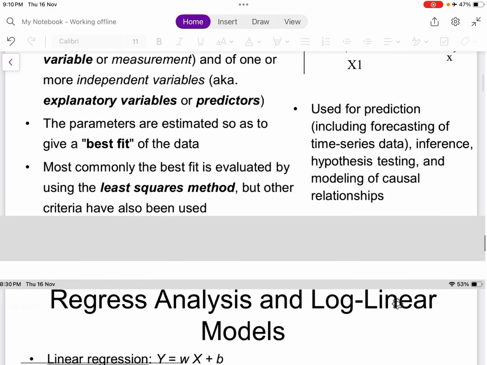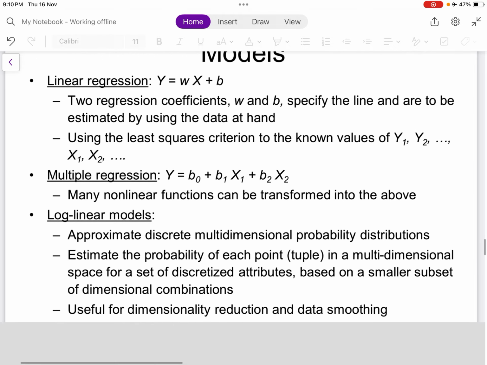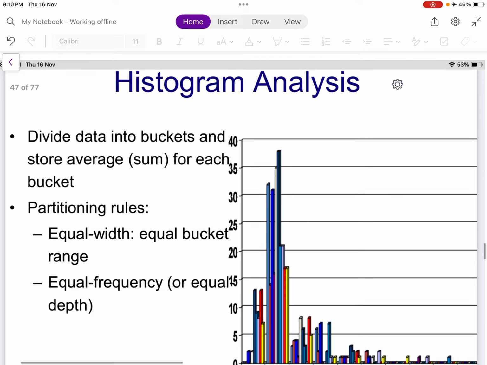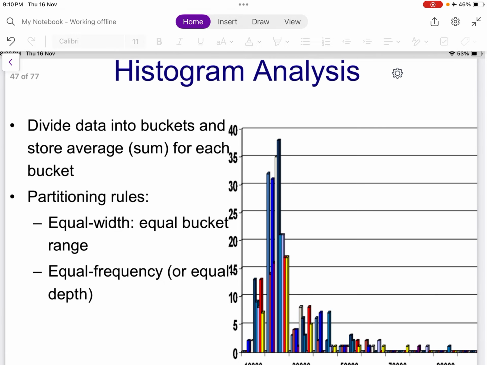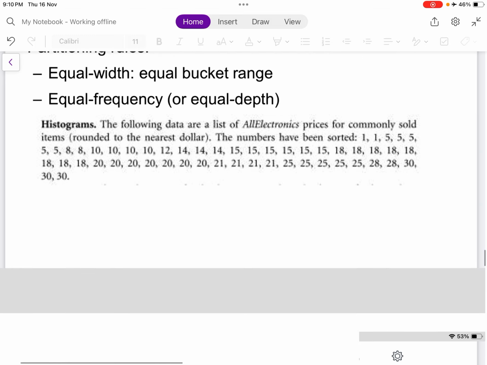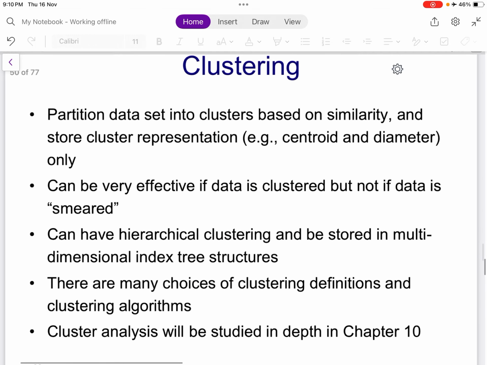So data reduction can be done using regression analysis. You have linear regression, multiple regression and log-linear models. You can do histogram analysis: divide the data into buckets and store the average for each bucket. Equal width, equal frequency. Histogram analysis can be done.